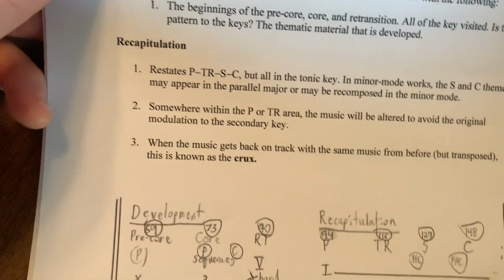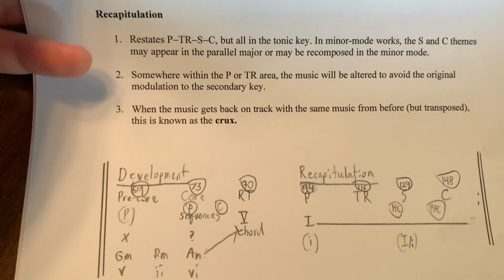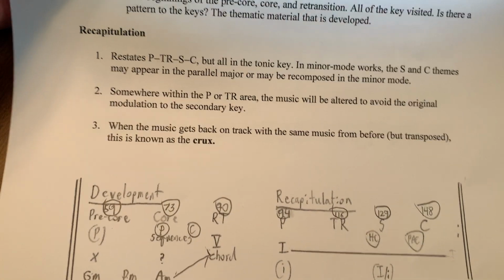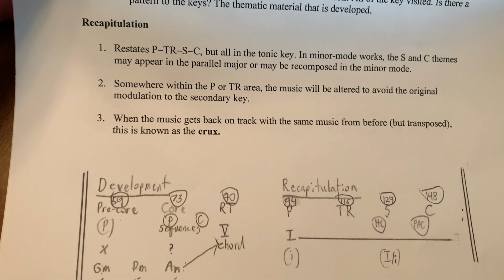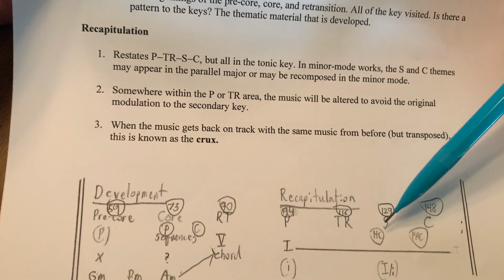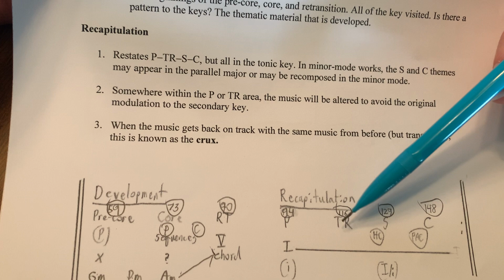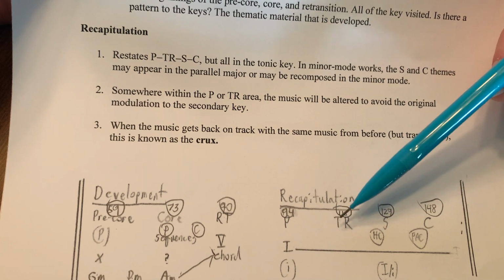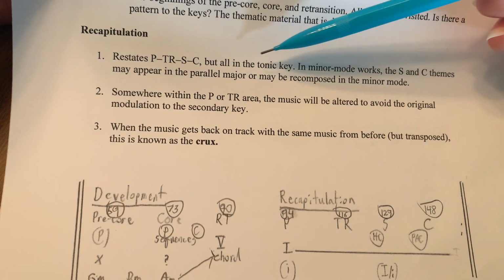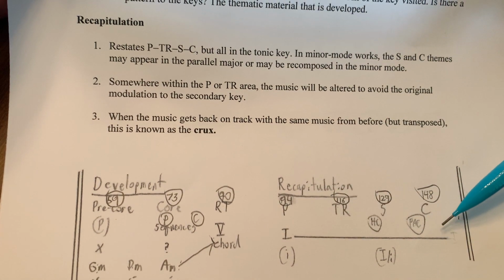All right, so now that we talked about the development, let's go on finally to the recapitulation. Now, this should be the simplest to discuss because this is so predictable in many ways. We're going to get all 4 themes back: P, transition, S, and C. I will mention that sometimes there's an entirely new transition, but still, we're going to get those zones. And it's all going to be in the tonic key.